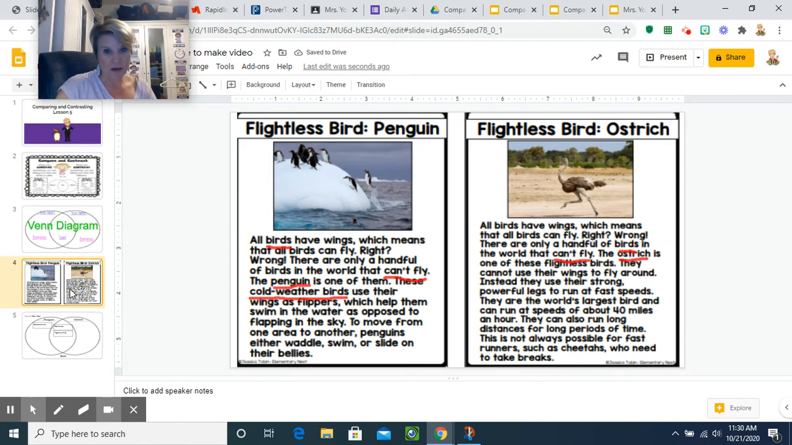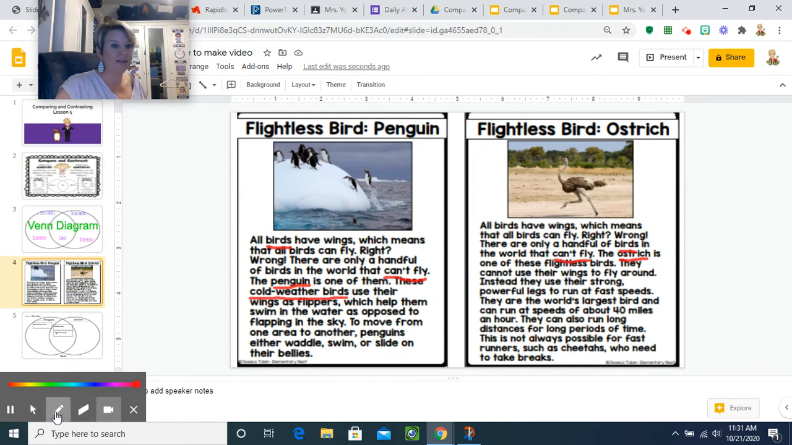Okay, so I'm going to mostly just focus on the penguin for right now, and then we'll go back to the ostrich, and then if we see anything that's the same about both, we'll add those to the middle as we're doing it, or after we get through each of the two different birds.